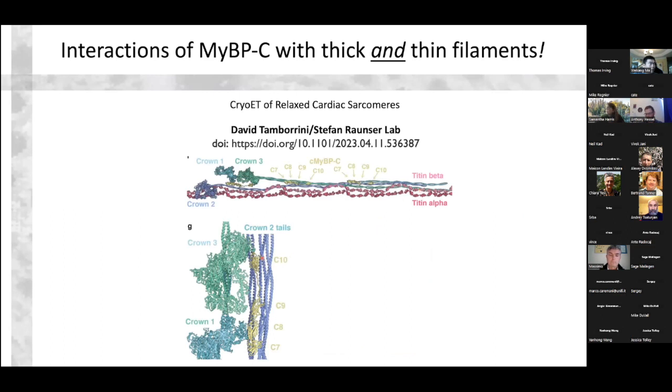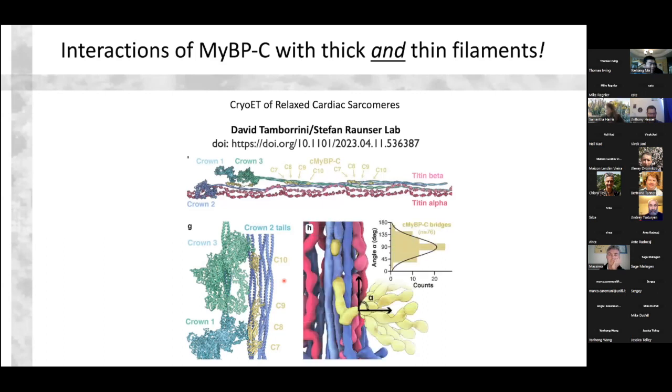So this data also confirms the idea that certainly C8, 9, and 10 interact with the thick filament. And as shown here, C7 has some interactions as well. But then, and again, this is something David showed yesterday, but it's, I think, one of my favorite figures, is the idea that from C7 on, when you calculate the angle and position of the N-terminal domains, the middle domains and the N-terminal domains, it appears that the myosin binding protein C is going off towards the thin filament here in all different directions.